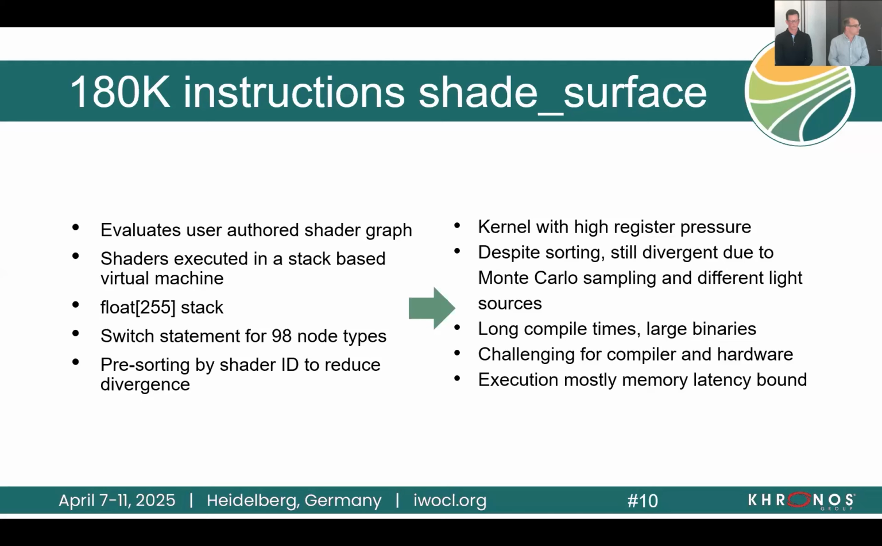Pre-sorting by shader ID can reduce the divergence, but it's still a pretty heavy task and doesn't work as well on GPUs as you would wish. There are lots of cache misses and divergence still. It also creates high register pressure, and even though we do sort, due to the nature of the Monte Carlo algorithm there's intentional randomness introduced, which always causes divergence again. It also has long compile times and produces large binaries. It's not a fun kernel to work with.